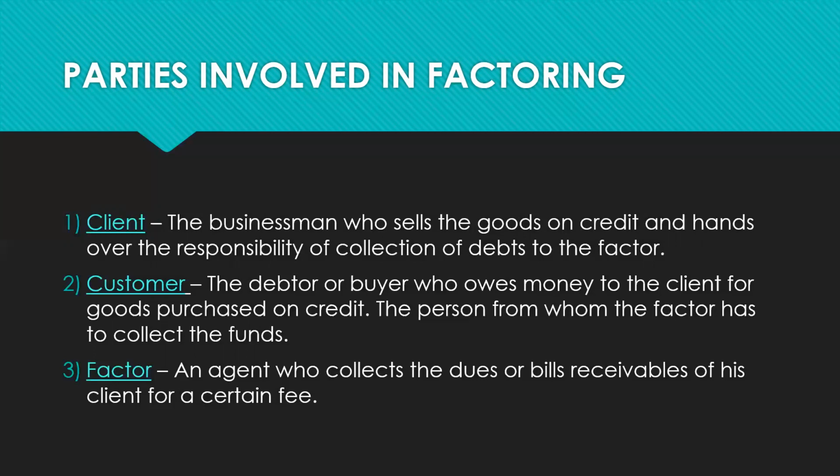This person will be now making the payment to the factor instead of to the client. So debtor or buyer who owes money to the client for goods purchased on credit is known as a customer. He is the person from whom the factor has to collect the funds. The third party is the factor. He is an agent who collects the dues or bills receivable of his client for a certain fee. In return for a fee, the factor will collect the dues or bills receivable of the client. So there are three parties. There's a client, there's a customer, and there's a factor.